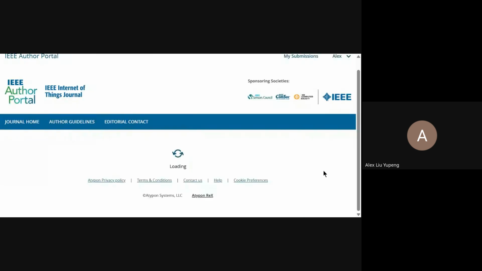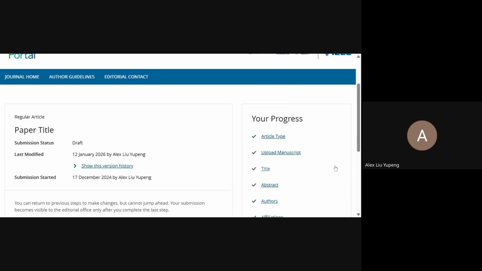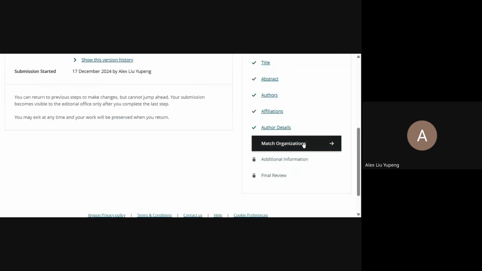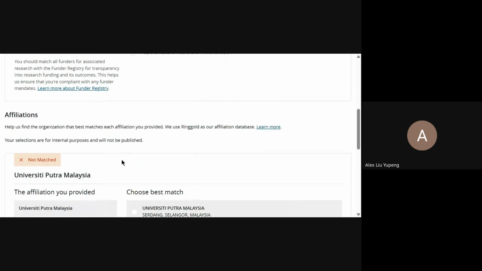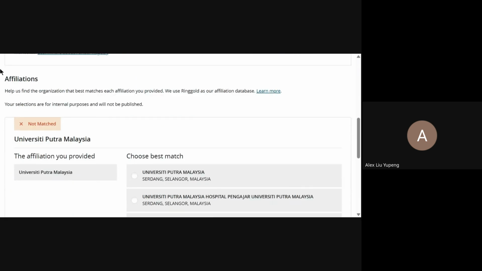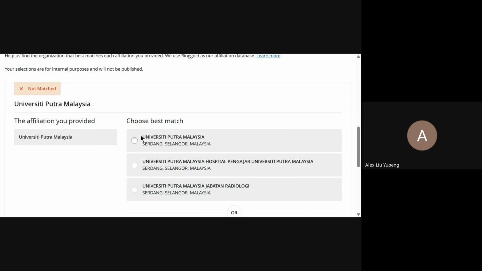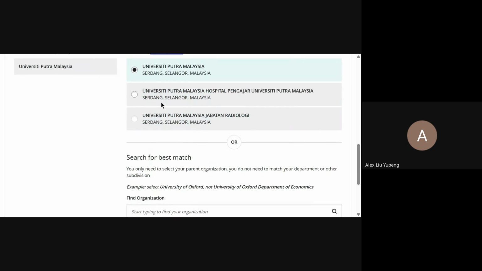What happens next is you will see this thing called match organization. This is very important. The matching organization is very important because, as you can see here, under affiliation, it says it's not matched because you need to choose the best match from the list. You should choose the one from the list. Only include your university name. Please do not include your department name, your research center, or research group. Don't do that. Just the university, the full Bahasa name, and that will tell you the correct one.